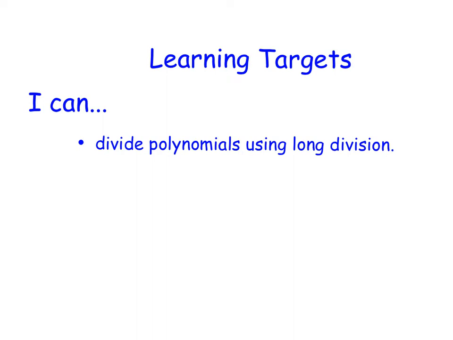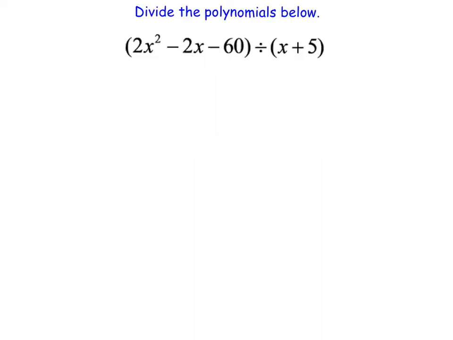In this video, we'll learn how to divide polynomials by using long division. So on the screen here, you can see that we have two expressions. We have 2x squared minus 2x minus 60, and that is going to be divided by x plus 5.